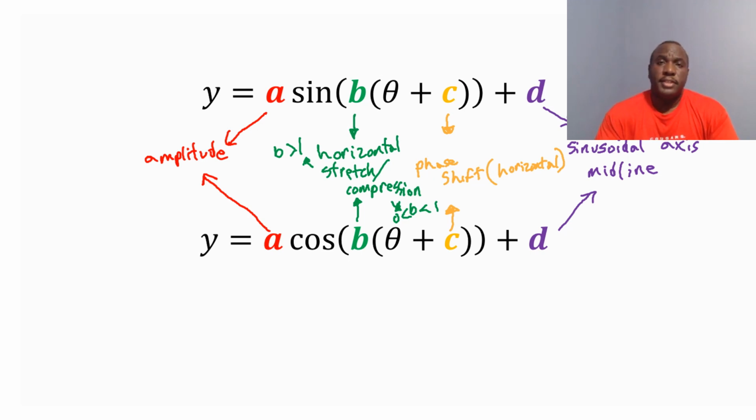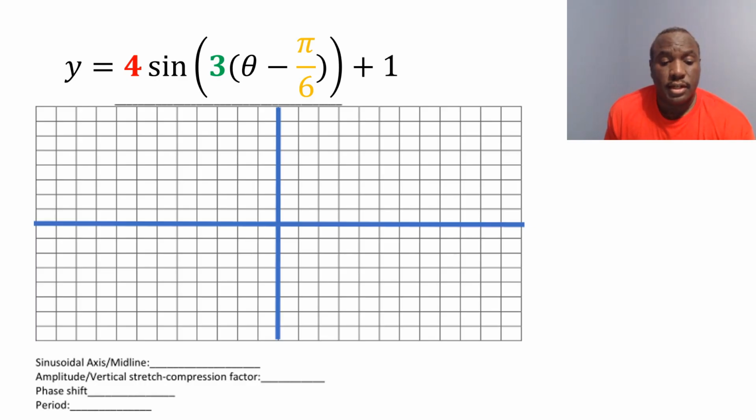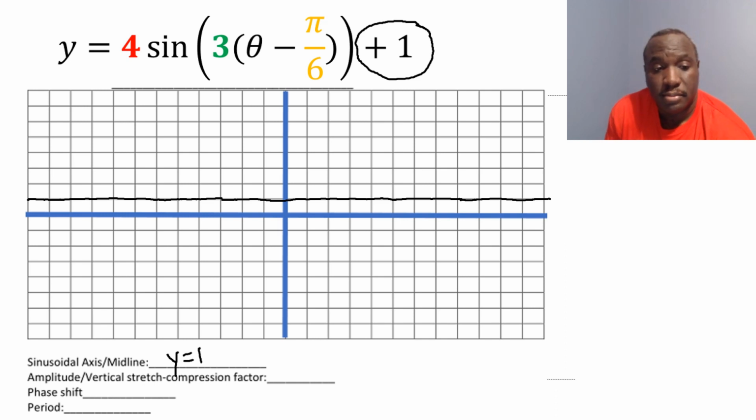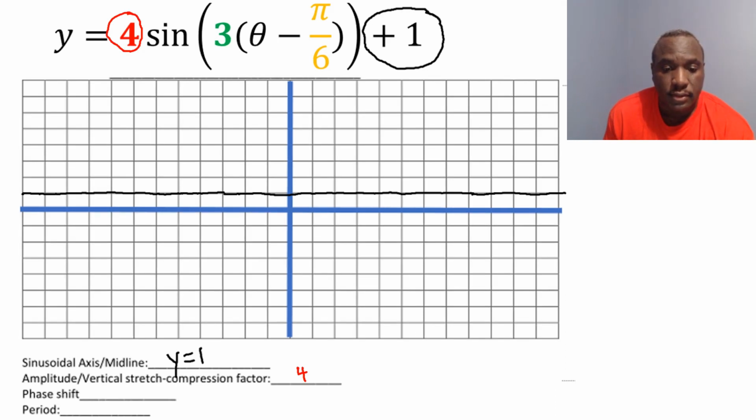So let's go ahead and graph based on how these numbers work out. First, let's get our sinusoidal axis value. That's going to be this last number here, which is 1. So we're going to say our sinusoidal axis is going to go through y equals 1. Not perfect, but that'll do. That will put us here at most, or here at the least.